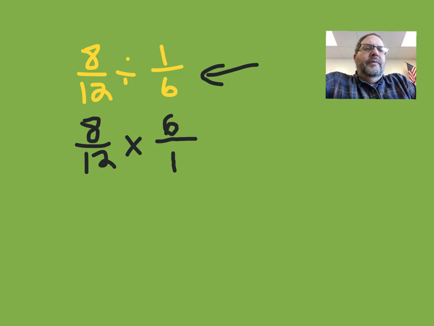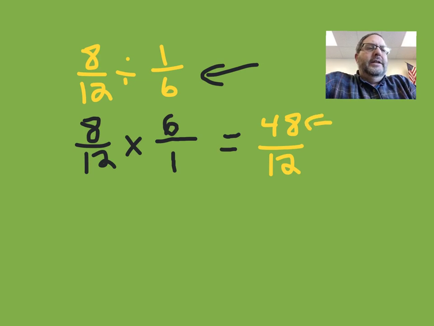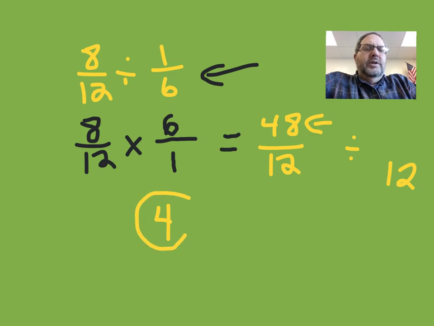Okay, I could simplify this one, I could cross cancel this one, but I'm just going to pretend that I'm not very good with my math facts. So I'm going to multiply through. 8 times 6 is 48, and 12 times 1 is 12. So I now have 48 divided by 12, and 12 is going to go into 48 evenly. It's going to go 4 times. So our answer is 4. Stand by for yet another type of division problem with fractions.